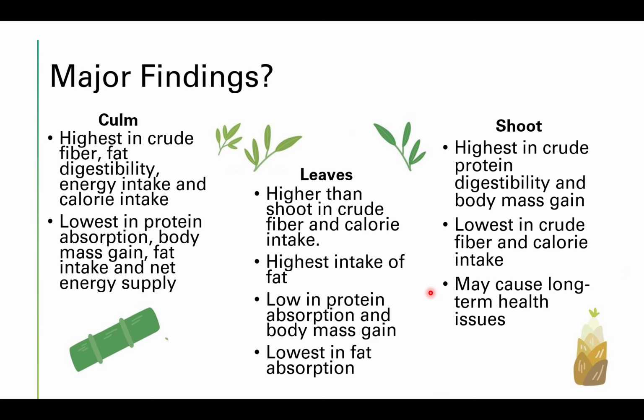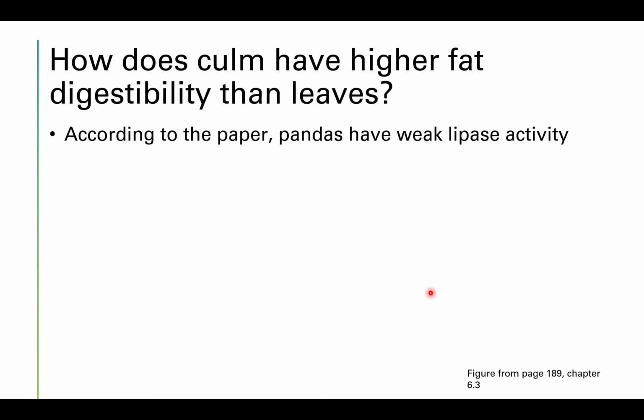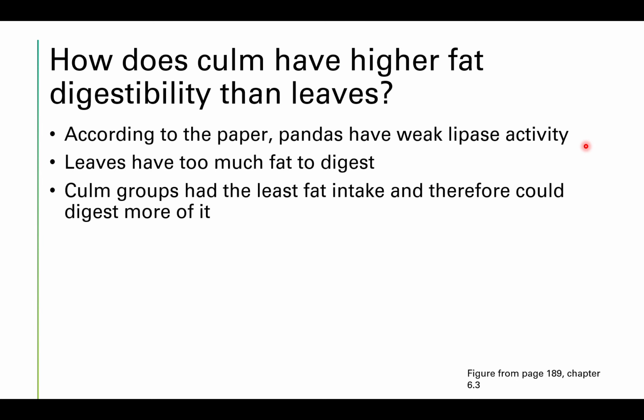And so I would like to talk about some of these discrepancies and how they can relate to the things we've talked about in class. The first one is, how does culm, which had a lower amount of fat intake, have a higher fat digestibility than the leaves, which had the highest amount of fat intake? According to the paper, the pandas have a weak lipase activity. As we know with enzyme activity, lipase, lipid-ase, breaks down lipids. If it has a weak activity, it's not going to be breaking down these lipids to be used by the panda.